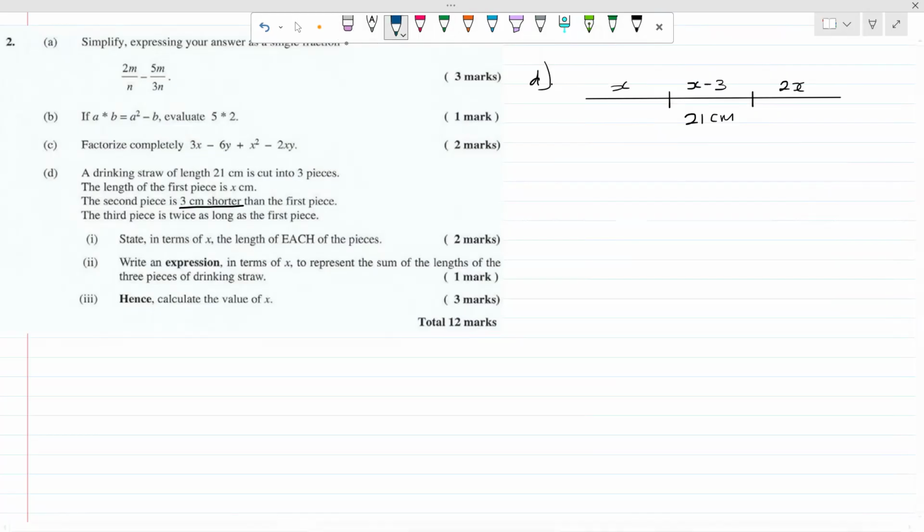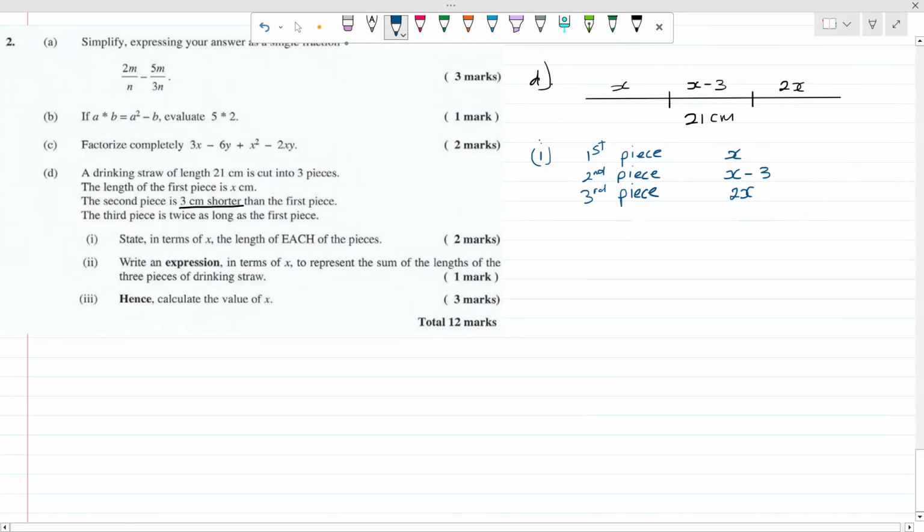They said state in terms of x the length of each of the pieces. So my first piece is x. My second piece is x minus 3. And my third piece is 2x. That's for part 1, for 2 marks. Everybody good with that?